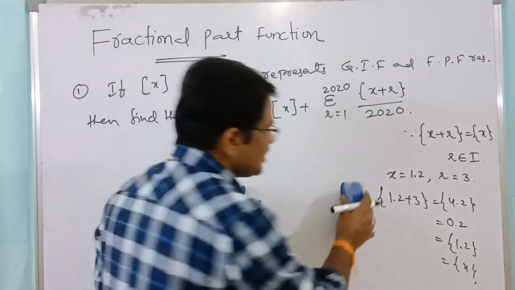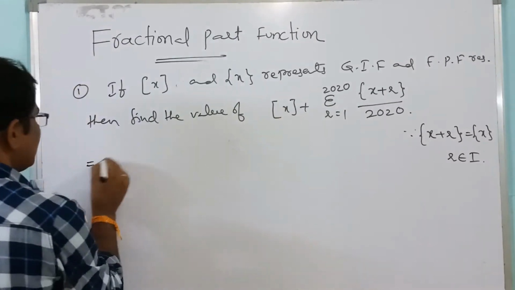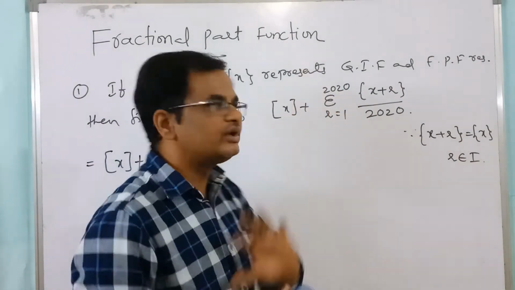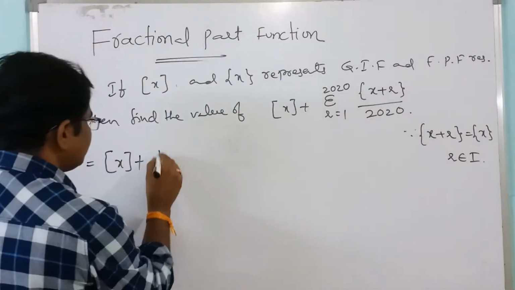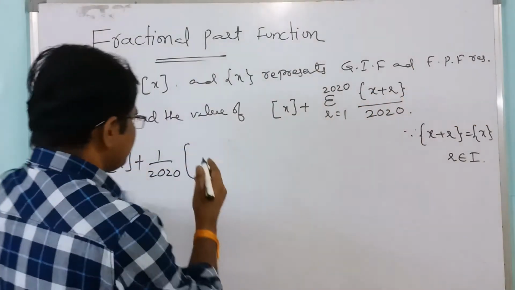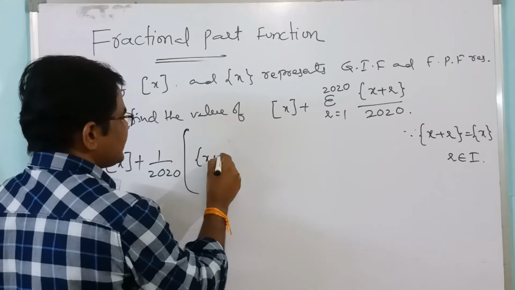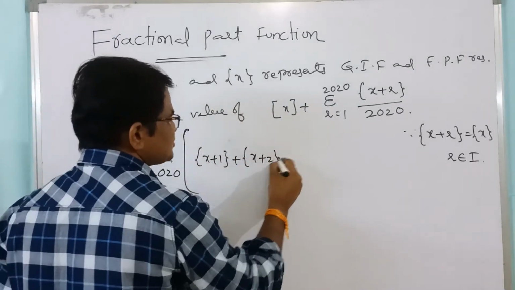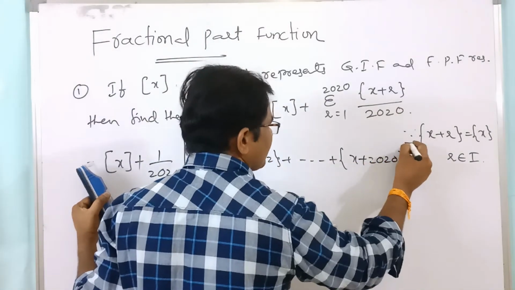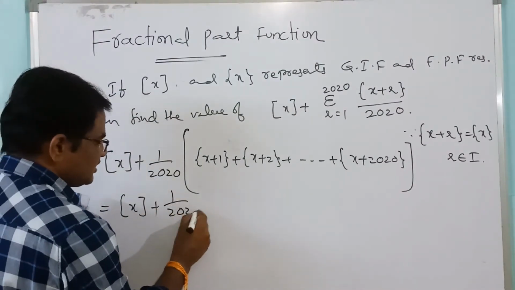So the fractional part of x plus r, where r is an integer, is equal to the fractional part of x. By this condition we have to find the value of this expression. The [x] we write as it is, with r equal to 1, 2, 3, up to 2020. Now take 1 by 2020 common and substitute r equal to 1 up to 2020. What do we get? The fractional part of x plus 1, plus the fractional part of x plus 2, plus and so on, up to the fractional part of x plus 2020. Now that is equal to [x] plus 1 by 2020 times that sum.